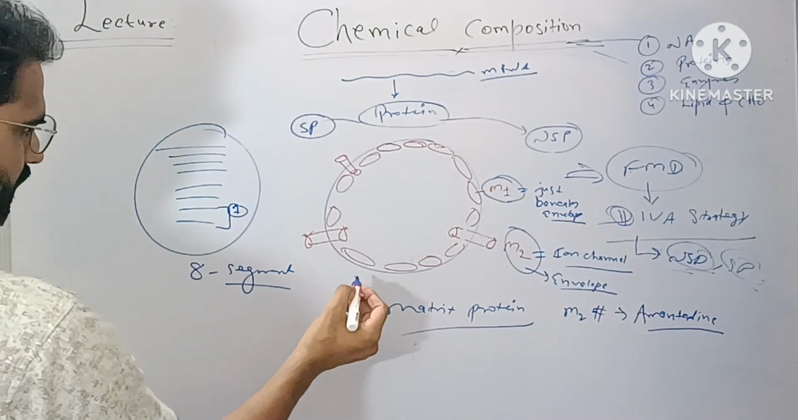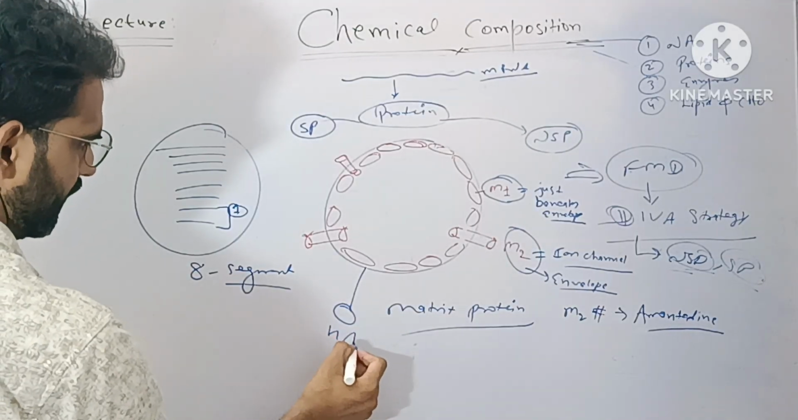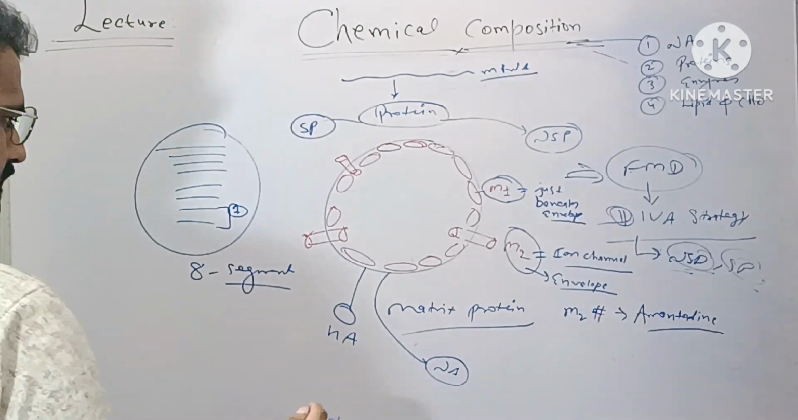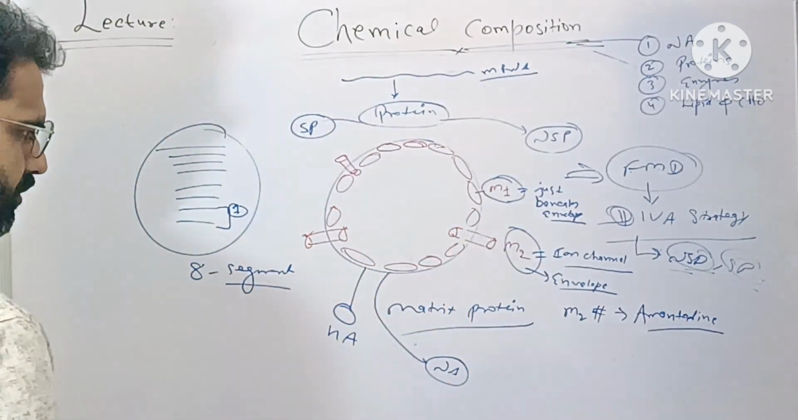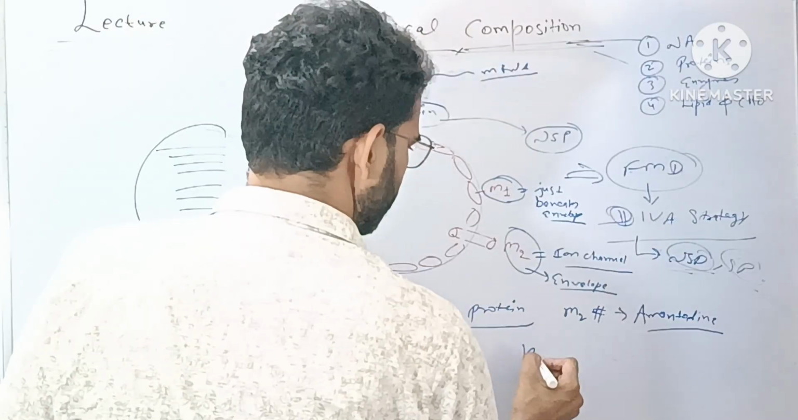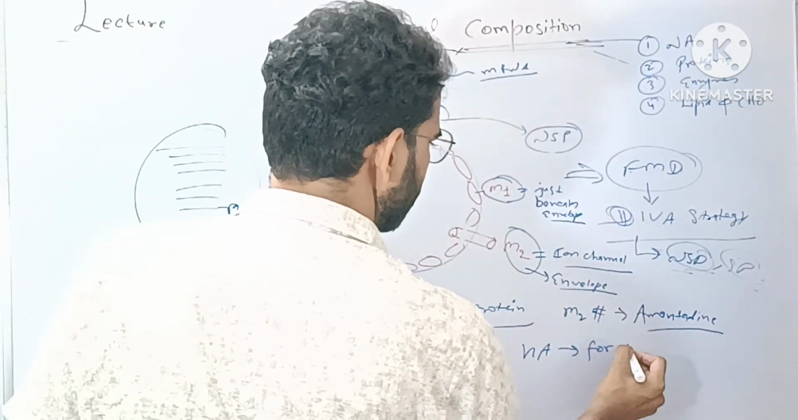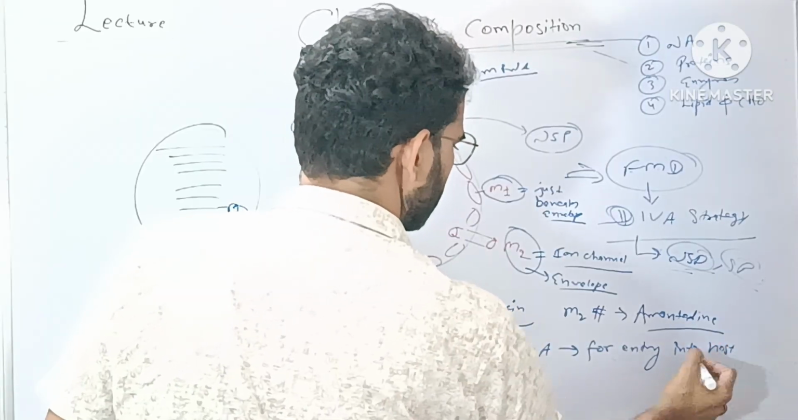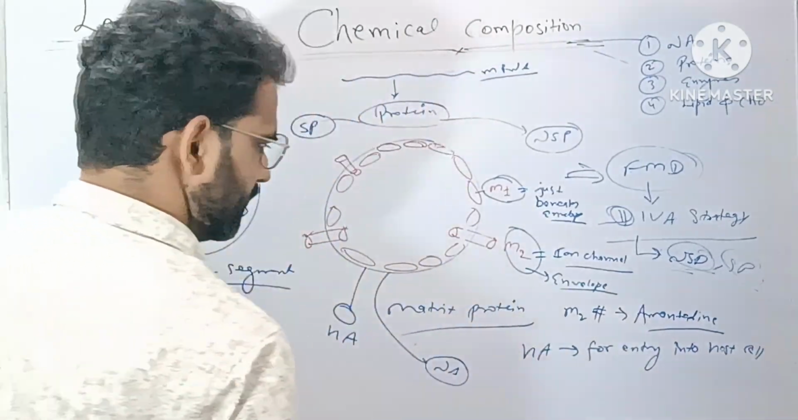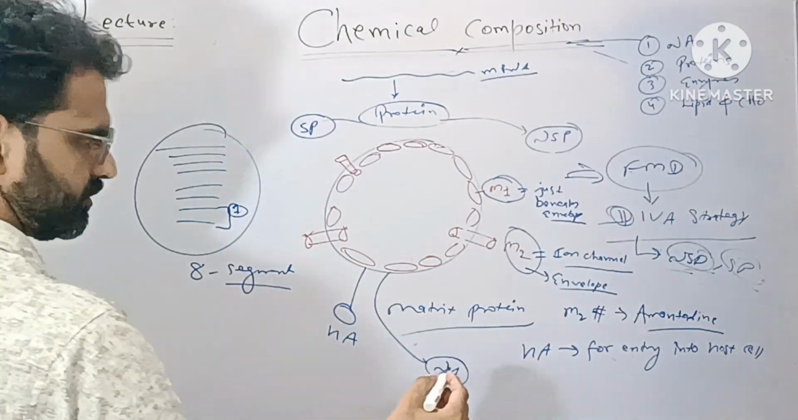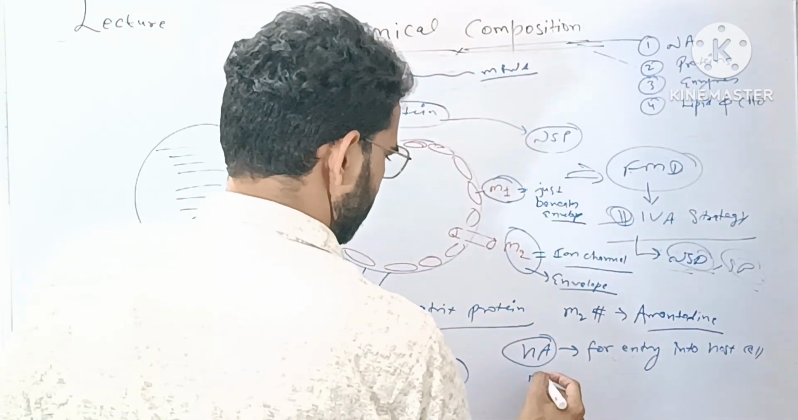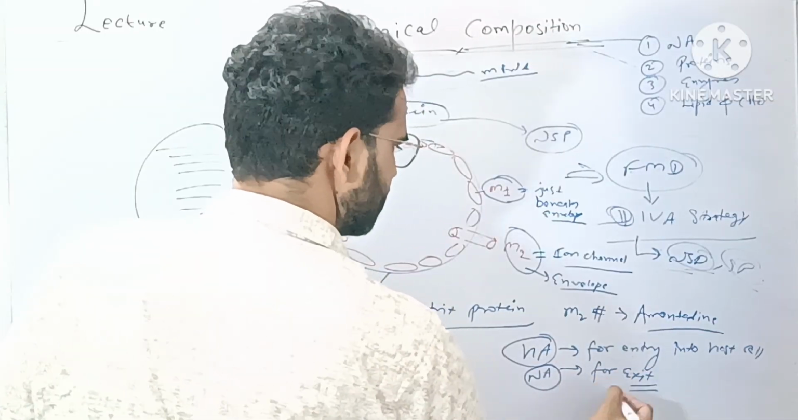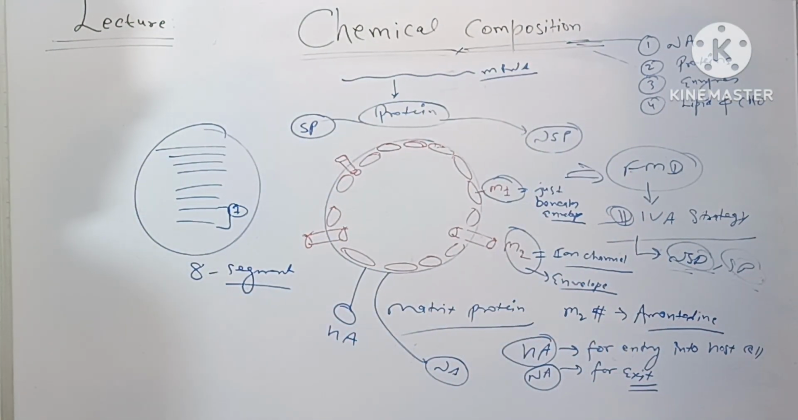Similarly, we have hemagglutinin and neuraminidase. These two are also known as structural proteins. What is the role of HA? It is for entry into the host cell. For this virus to enter the host cell, it requires hemagglutinin, and NA is required for the exit.